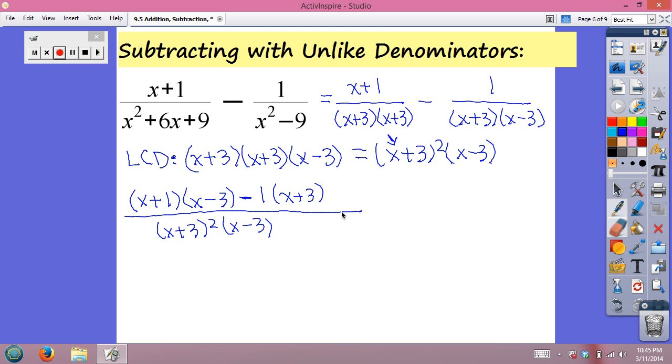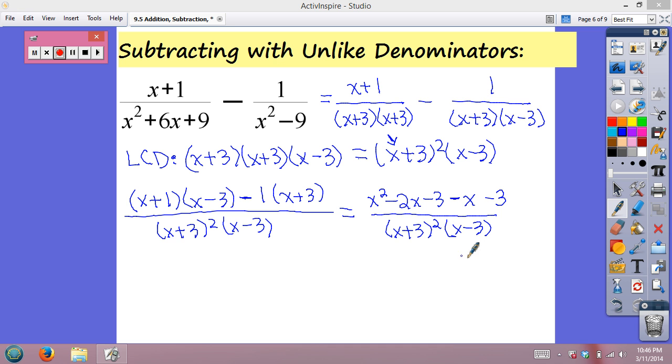So what we want to do next is simplify the numerator because we want our fractions in simplest form. So we have to multiply and distribute in this first section. So we have x squared minus 2x minus 3. Subtracting still, distributing the negative 1, we will get negative x minus 3 all over our least common denominator of x plus 3 squared times x minus 3.